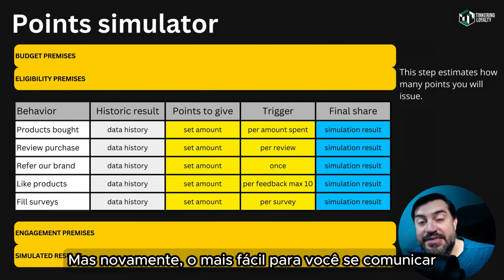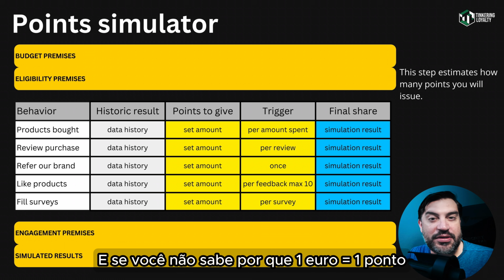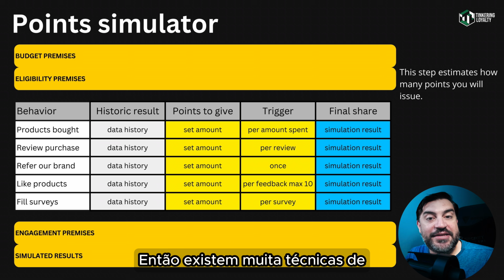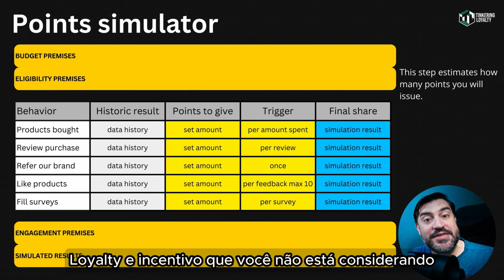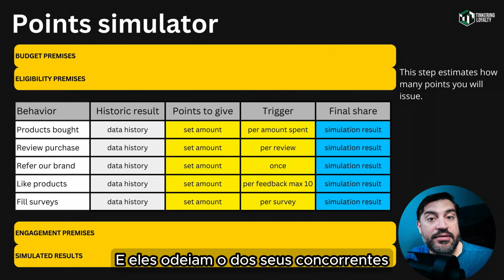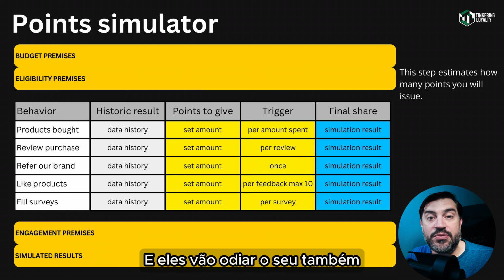But again, the easiest for you to communicate. And if you don't know why 1 euro, 1 point would probably make them mad, then there's a lot of loyalty and incentive techniques that you are not accounting for. Maybe you are just copying what your competitors are doing, and they hate your competitors and they will hate yours as well.